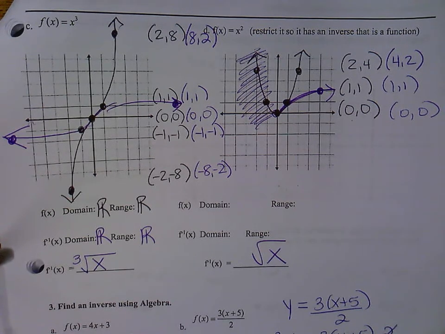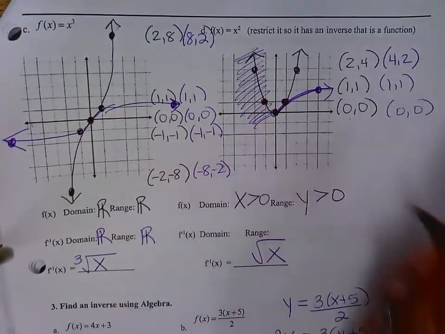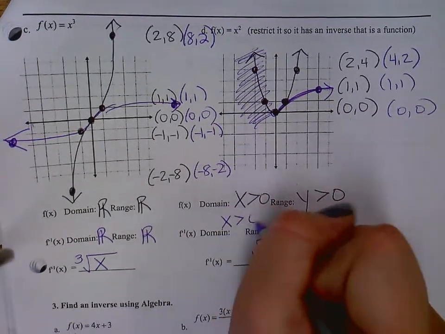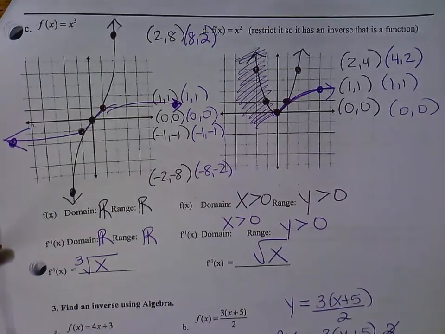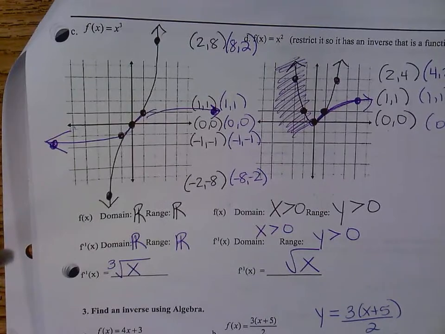This is a good one for domain and range though. The domain is only this black half of the curve. So x has to be greater than 0, and y also has to be greater than 0. I'm ignoring this side. Usually domain is all real numbers. We're going to say domain x has to be greater than 0 and y has to be greater than 0. And then on my purple graph, you can see x is greater than 0, y is greater than 0.